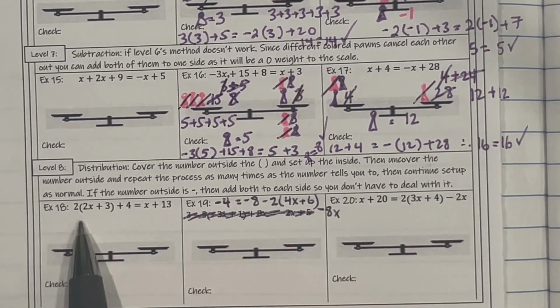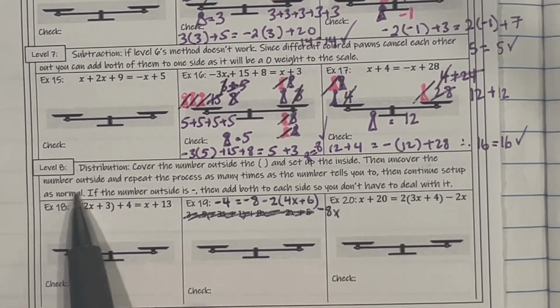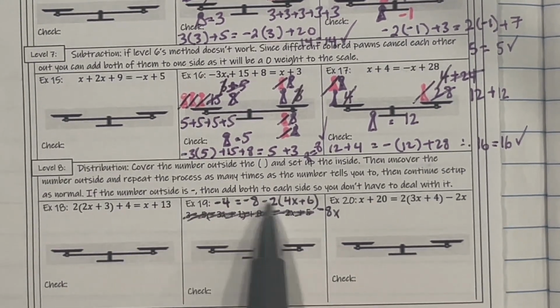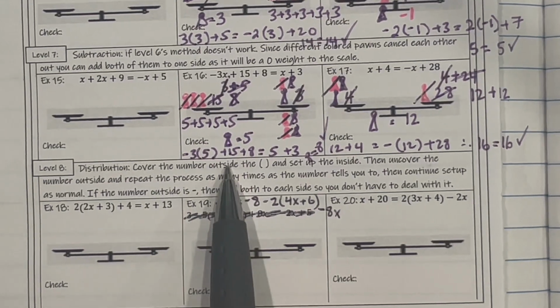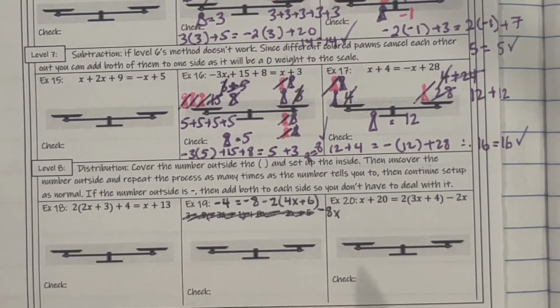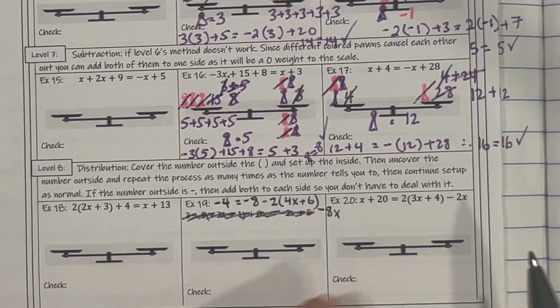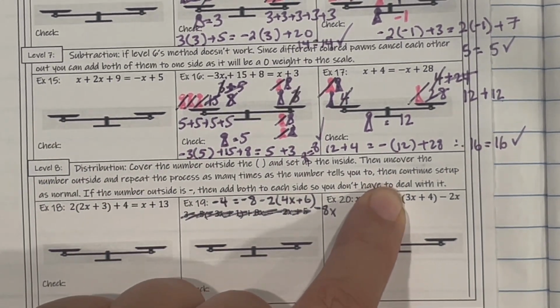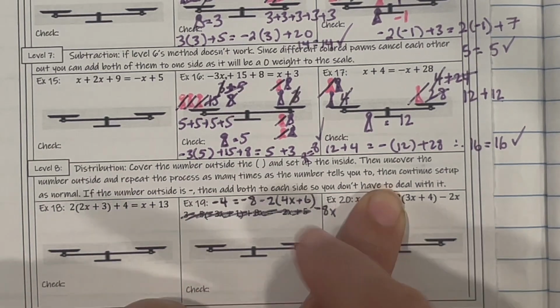When you have distribution, when you have parentheses, usually you distribute the 2 in there. So what we're going to talk about is how to do it with our pawn system. You're going to cover the number outside. So I'm going to do one and you do one. Which one looks harder? Probably this one. All right, so it says cover the number outside. So there, cover the number outside, okay? It says set up what's inside.